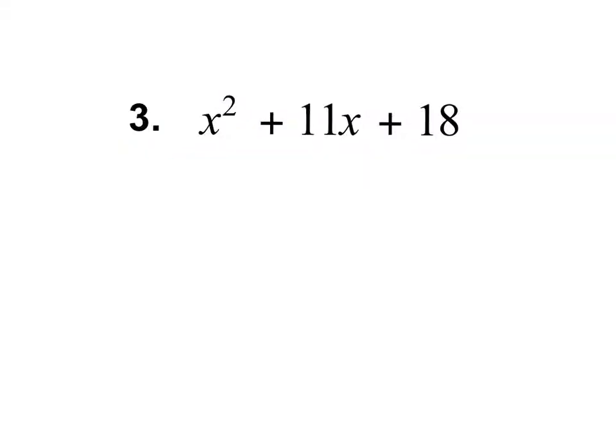Okay, all right, so what is my a value here? 1. Good, it's my a. What's my b value? Awesome. And my c value? 18. Good. What operation do I need for my c value? Good, multiplication. And for my b value? Addition. Awesome. All right, what are my factors of 18?